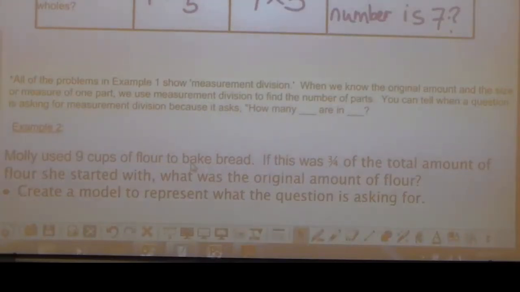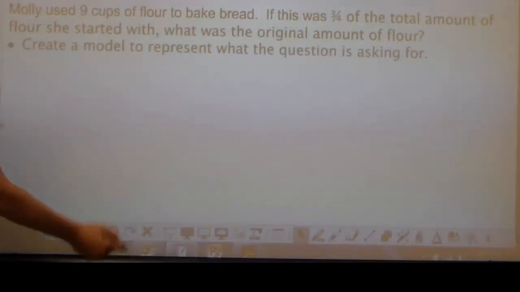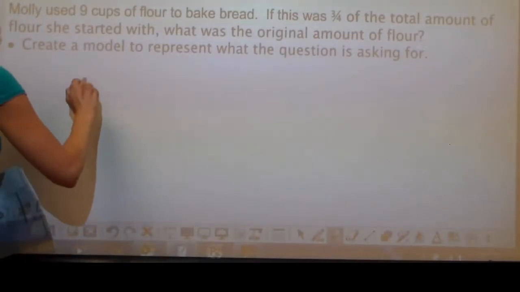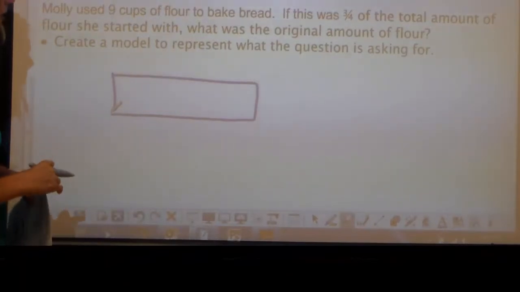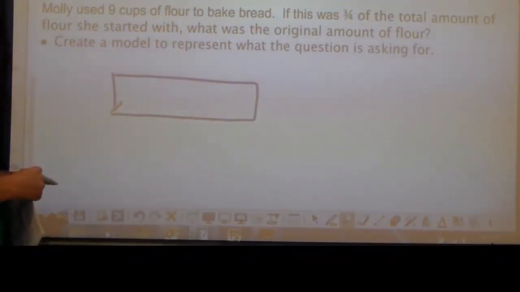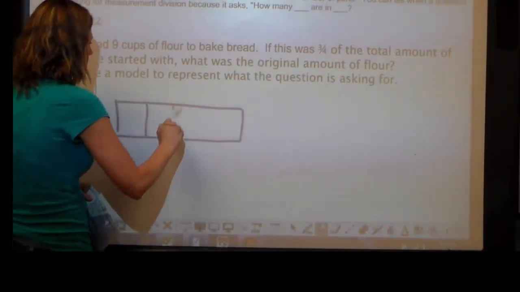Our next example, example 2, says Molly used 9 cups of flour to bake bread. If this was 3/4 of the total amount of flour she started with, what was the original amount of flour? We want to create a model to represent what the question is asking for. What I'm going to do is a tape diagram. Also, you can refer to it as a fraction bar like we did in the previous lesson. If Molly used 9 cups of flour to bake bread and this was only 3/4, I'm going to go ahead and show 3/4.